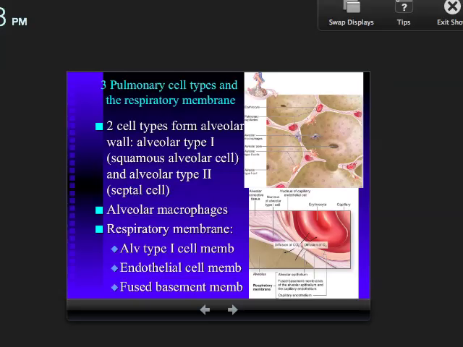So what we have is this distance here, which is the respiratory barrier, if you will. That's the distance that gases have to pass across. It includes passing through the alveolar type 1 cell, passing through the fused basement membrane of these two cell types, and passing through the endothelial cell forming the capillary. All right? And that is the respiratory barrier.